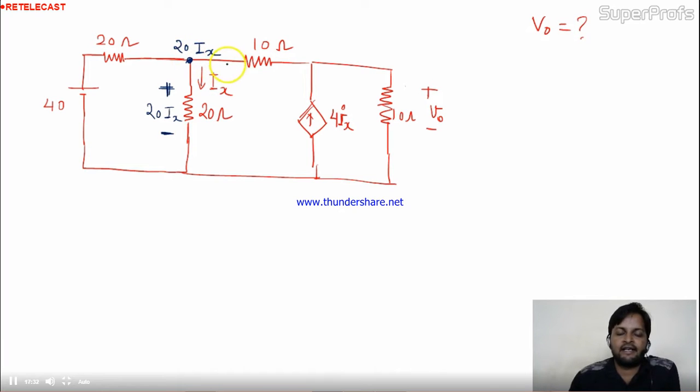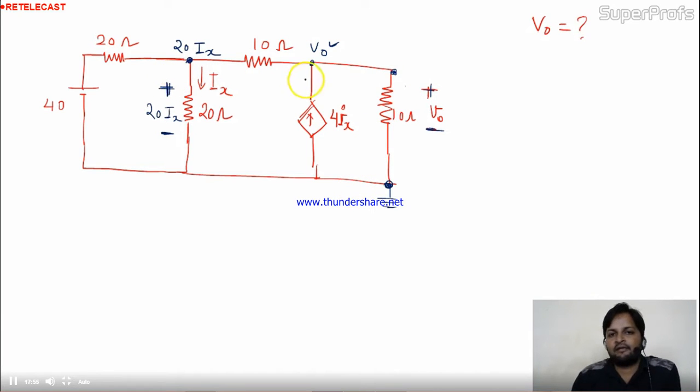Because the voltage at any point in the circuit is given with reference to the ground. So this is the 20 Ix, and this is another voltage, and this voltage is directly given as V0. Why? Because this is the ground, right? So V0 is the voltage of this point, because this V0 is given with reference to the ground. I hope it's clear to you people.